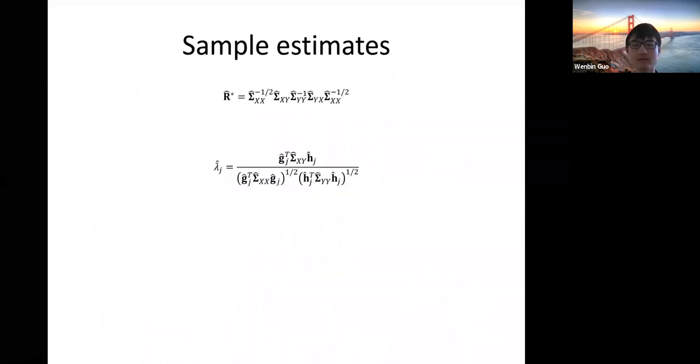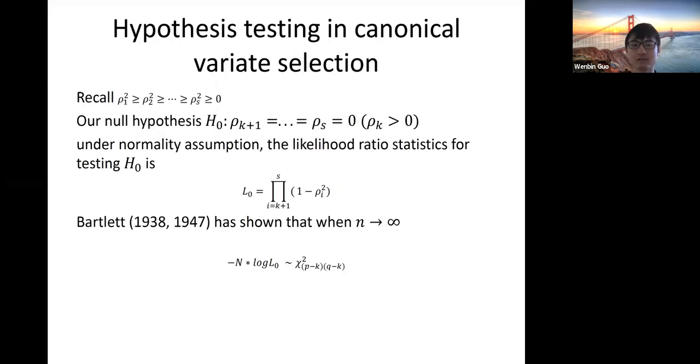And so for the sample estimate, it's quite straightforward: we just replace the original population covariance with the sample level covariance matrix. And then we can do the eigen decomposition on the R, and then we can directly calculate lambda J and also get the canonical covariance.